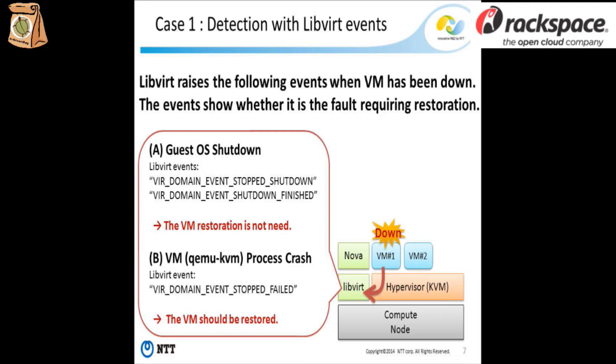So we refer to Libvirt events to detect VM faults. And Libvirt raises the following events when a VM has been down. The events show whether it is a fault requiring restoration. The operator should restore the VM when the domain event stopped failed has been raised from Libvirt.